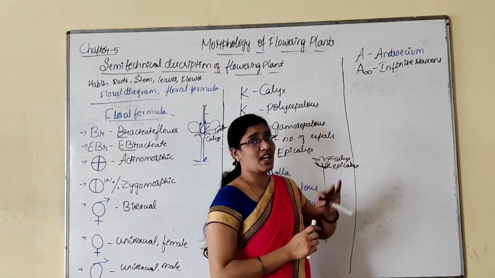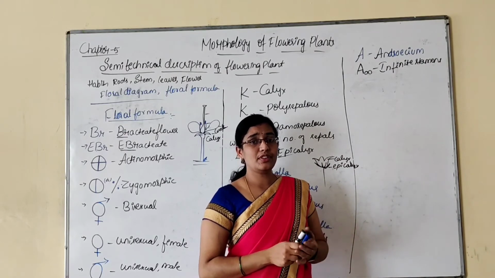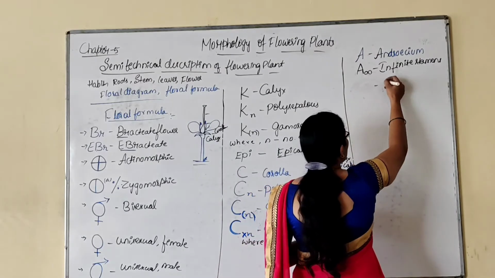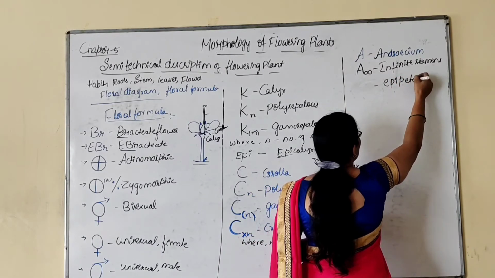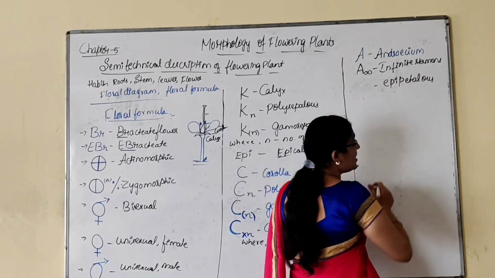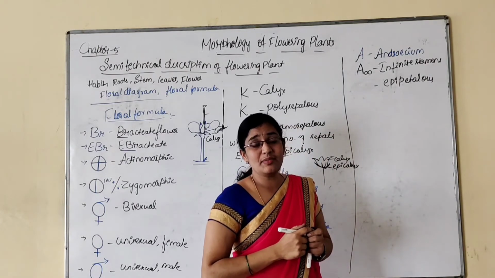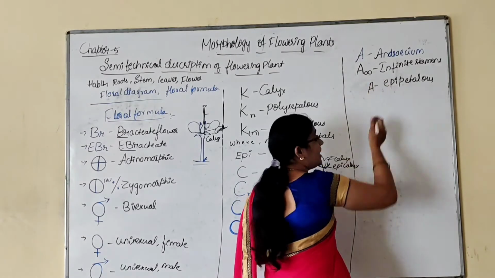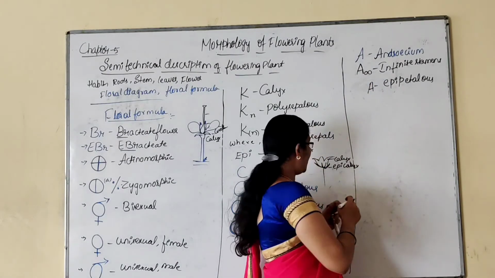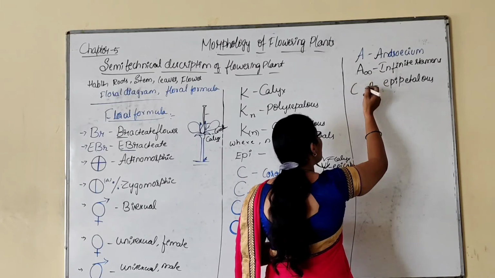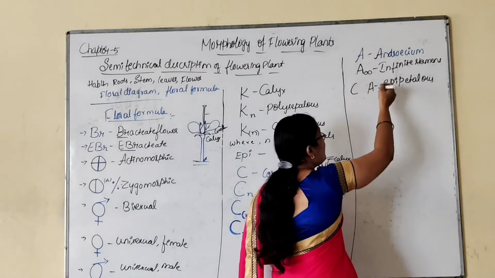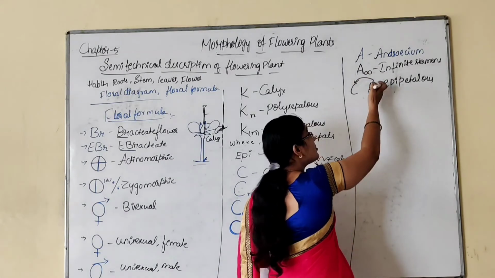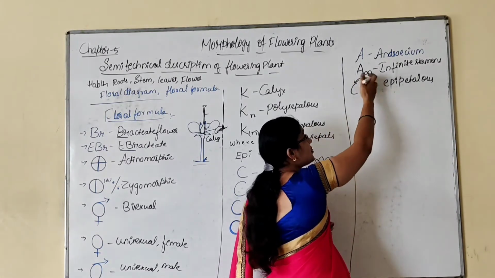In some cases, the stamens are fused onto the corolla or petals. That condition is called epipetalous condition. The stamens are the individual units of androecium, so I will write A. And petals are the individual units of corolla, so I will write C. The stamens in some cases are fused onto the corolla. They are fused to the petals, they are found attached to the petals.